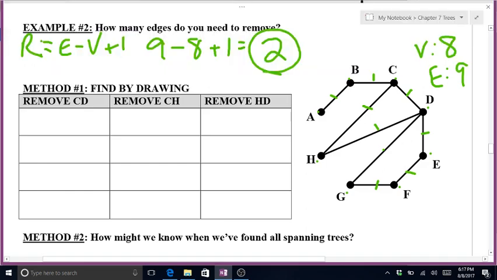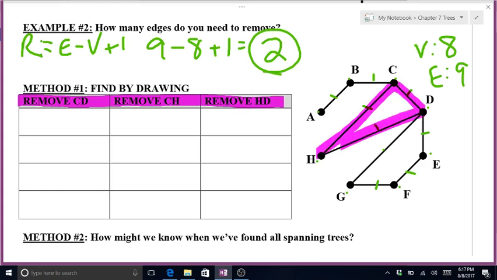The first thing you want to do is find your first circuit. So the first circuit that we came up with here was CD, CH, HD, which was this triangle here. Okay. I also have a second circuit here. I've got this circuit down here. So in order to create a spanning tree here, I have to remove one of the edges from my purple circuit. So I'd either remove side CD.